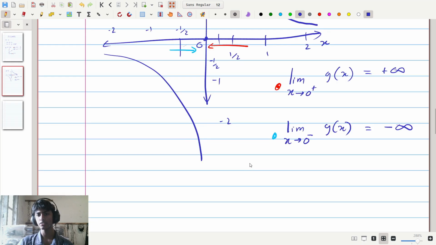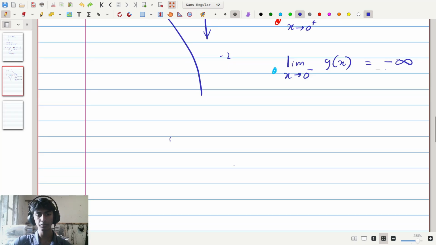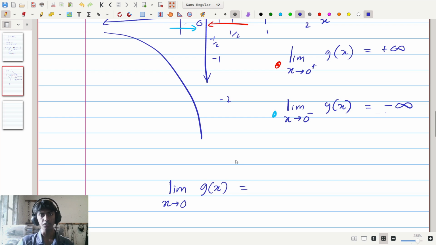Now, we can see a discrepancy here. The red limit says that when we get close to 0 from the positive direction, we get positive infinity as our output. The blue limit says that as we get closer and closer to 0 from the negative direction, we get negative infinity. So, which is it? What is the limit as x approaches 0 in general of g(x)? Well, this limit does not exist.